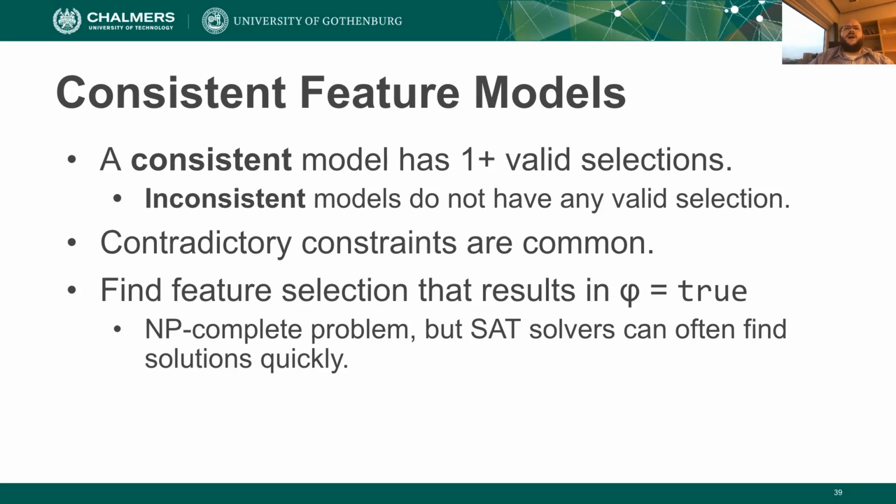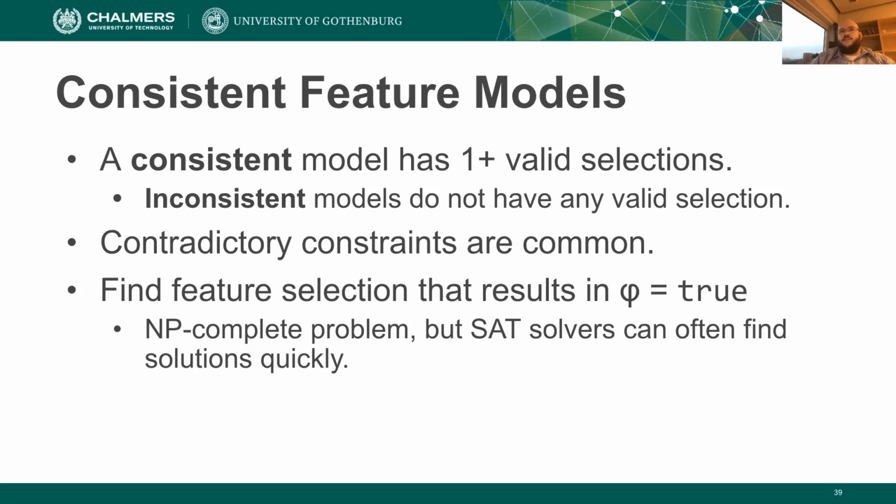So naively, we could automatically check all possible feature selections until we find a valid one. That doesn't necessarily scale to larger models. And as a result, determining whether a feature model is consistent, whether there's any valid selection, is actually an NP-complete problem, meaning there's no guaranteed efficient algorithm.